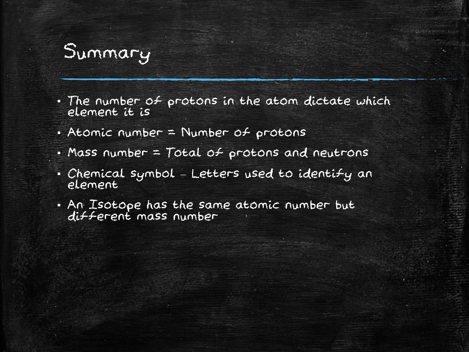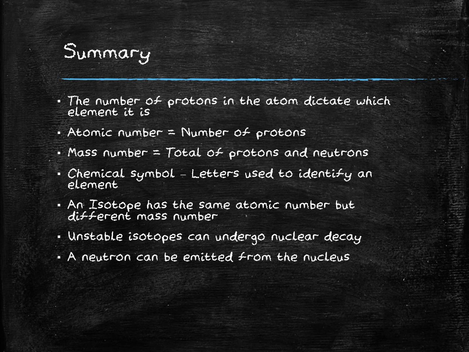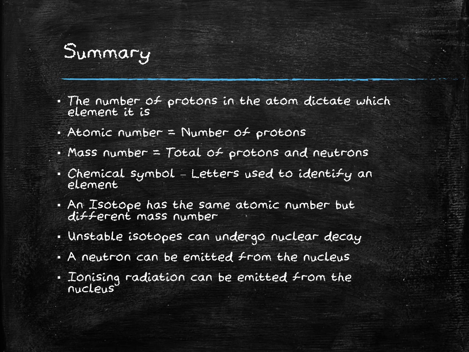What are the similarities and differences between two different atoms? Same number of protons, different number of neutrons is the kind of things you're going to have to be using in those statements. An unstable isotope can undergo nuclear decay. One option is a neutron can be emitted from the nucleus and it becomes a lighter, more stable isotope. The other options are that it gives out ionizing radiation from that nucleus, and there's going to be 3 separate videos on alpha, beta and gamma radiation to follow this one.